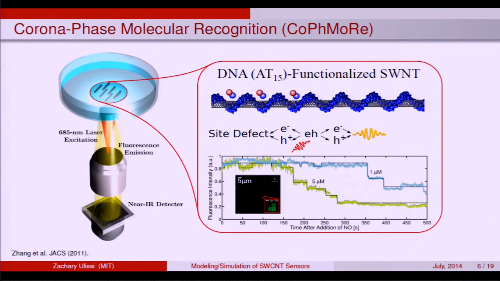And of course, depending on the concentration of nitric oxide, we can either get a very quick quenching or a very slow quenching. And so if we look at the rate at which these events happen, we can get an idea of what the nitric oxide concentration is local to the carbon nanotube.